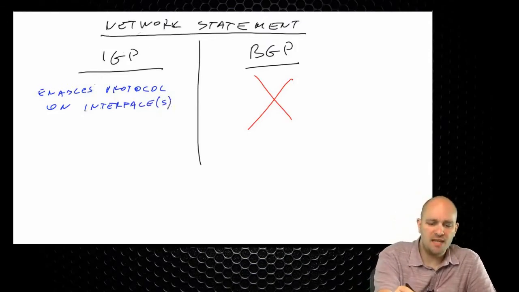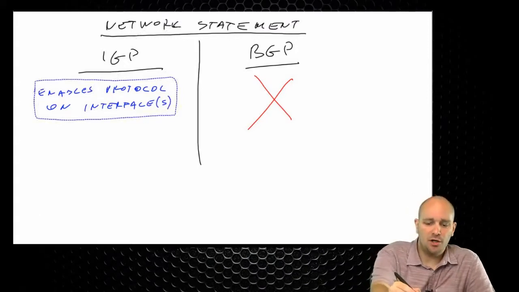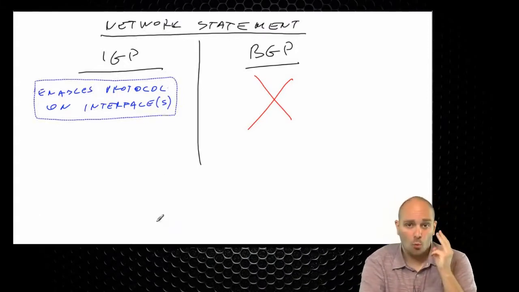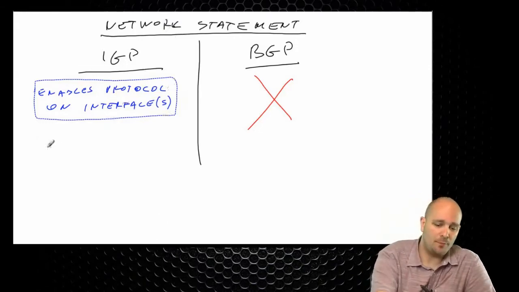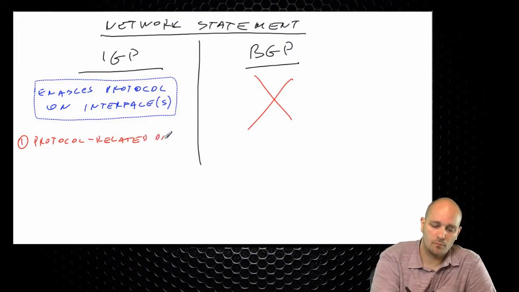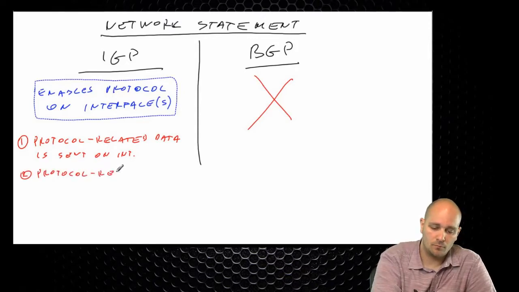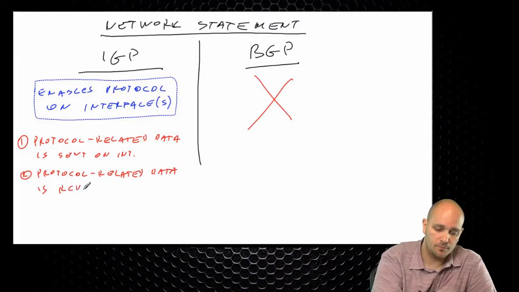But what do we actually mean when we say that the network statement enables the protocol on the interface? Well, there are actually three things that happen when you type out the network statement. What is going to happen? Number one, protocol related data is going to be sent on interface. Number two, protocol related data is received on interface.